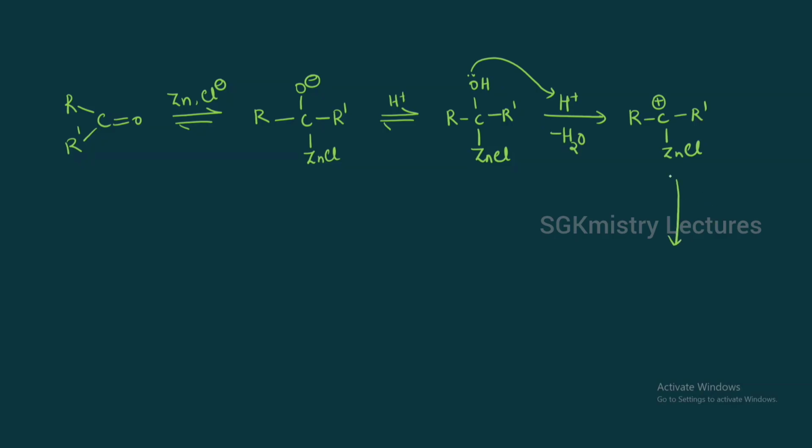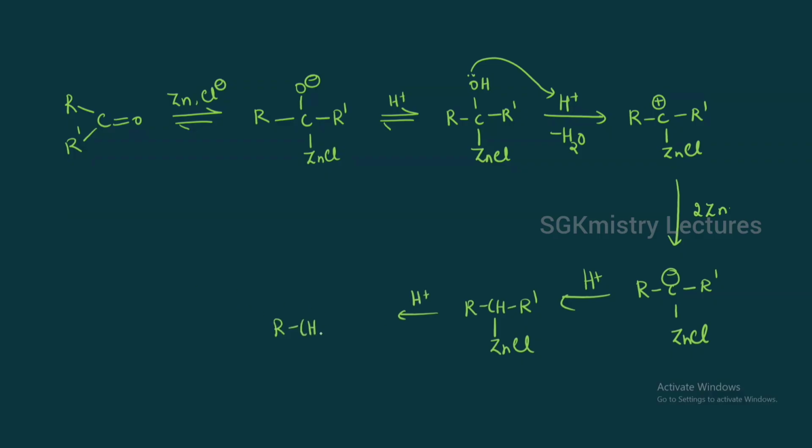Now in the presence of zinc, you are going to get here R, C, R dash. Now this becomes minus charge, ZnCl. Now again, because of H plus, that is the acidic condition that is used, you get RCH R dash, here ZnCl. And finally, on hydrolysis, you're going to get RCH2 R dash. Okay, so this is the hydrocarbon that we get from the carbonyl compound, which was taken as the starting material.